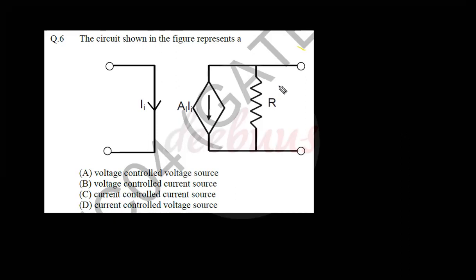Moving to the first question: the circuit shown in the figure represents a current dependent current source, right? Because this is a dependent current source and is depending upon I_i. I_i is actually the input current flowing in this path. So the answer is current controlled current source. It's a very direct question too.